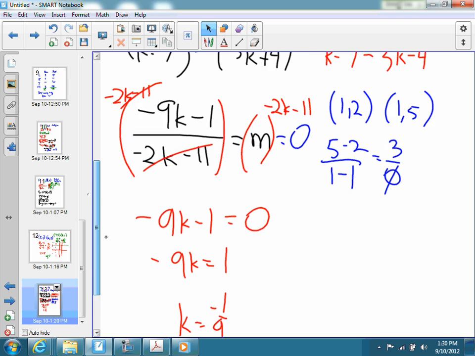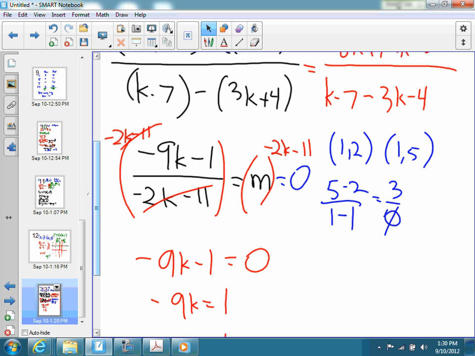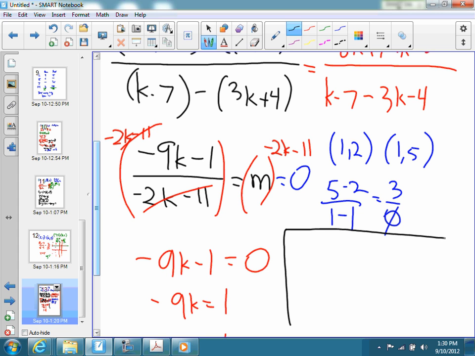Okay, now, if I had done 0 over 3, I'll kind of separate this out over here. So when you're watching the video, you can just stop here if you don't want to listen to this. Okay? But to do 0 over 3, I'd have negative 9k minus 1 over negative 2k minus 11 is equal to 0 over 3.